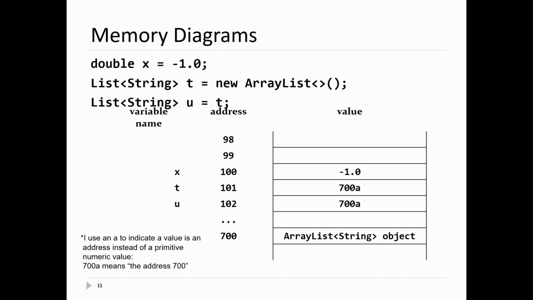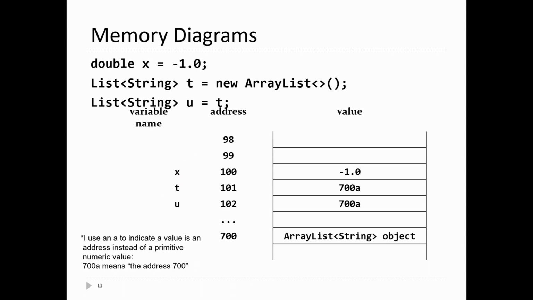I can also put in a label, but the label is just for clarity. So here we've got 3 lines of code. The first is double x equals 1.0. In this memory diagram, somewhere I have a variable called x. It doesn't matter where you put it.